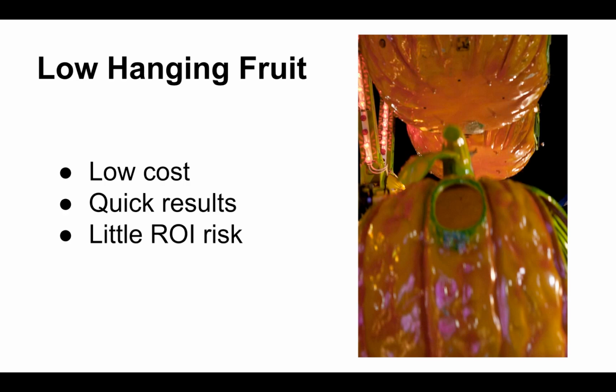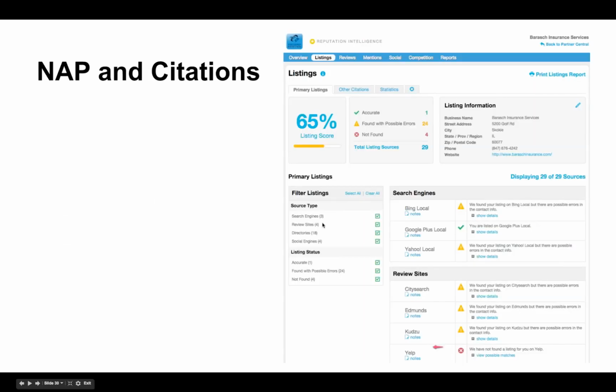Okay, low-hanging fruit, whether it's in the green growth area or customer development area, what is that? Anything that's low-hanging fruit typically exhibits these characteristics. It doesn't cost as much, so you don't have to worry about getting your money back after you've made an investment, right? You can see the results pretty quickly, whether they're good, bad, or indifferent. You don't have to wait around a long time for them to happen. So then there's little risk to the return on investment, right? That's low-hanging fruit meeting those characteristics. One of those things that's low-hanging fruit is just making sure your NAP data is correct, making sure that you show up.